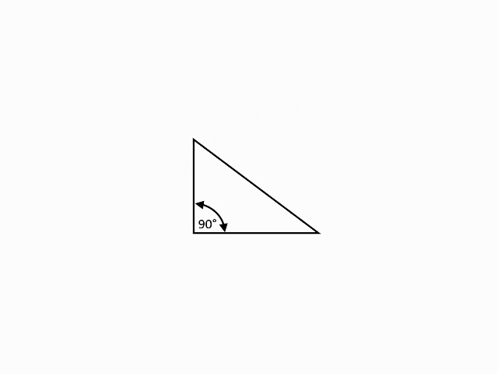triangles. An angle of 90 degrees is called a right angle and is often indicated by this symbol. A triangle that has a right angle is called a right triangle, and the side opposite the right angle is called the hypotenuse. For easy reference, let's label the hypotenuse H and the adjacent sides A and B.